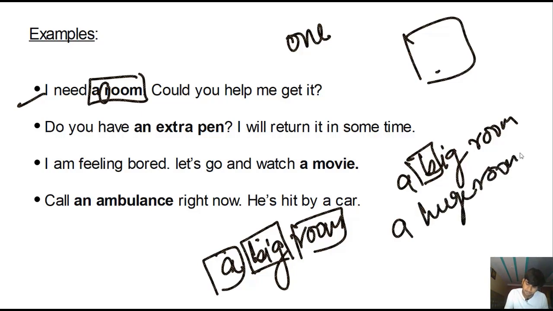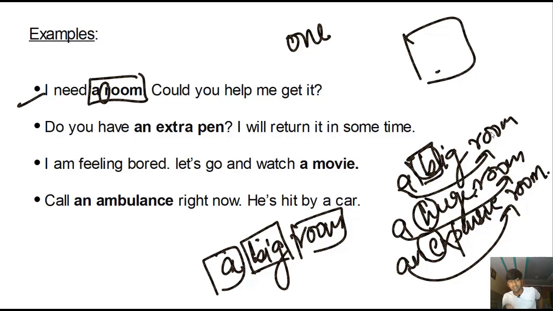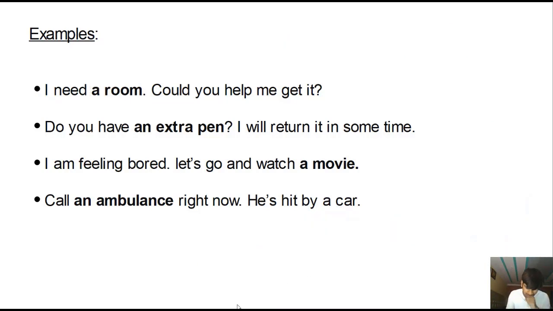All right. But if the sound of the first letter of the adjective is a vowel, you'll not use a, you'll use an. An expensive room. It is still referring to the noun room, but we're using a or an based on the sound of the first letter of the adjective, not the noun. This is really, really important to know. Okay. All right. Let's remove this.